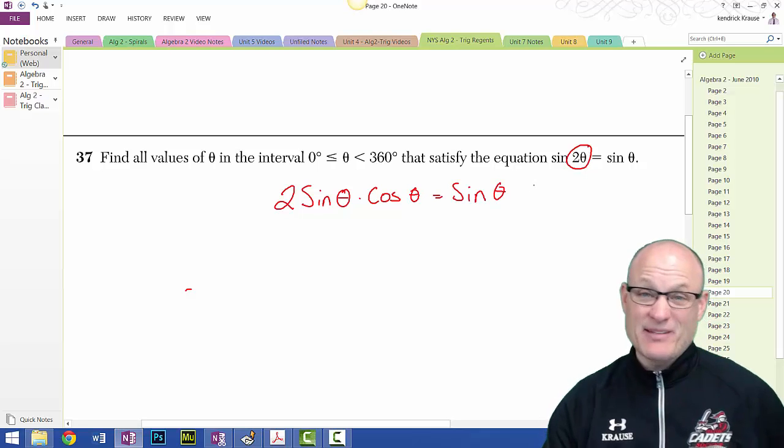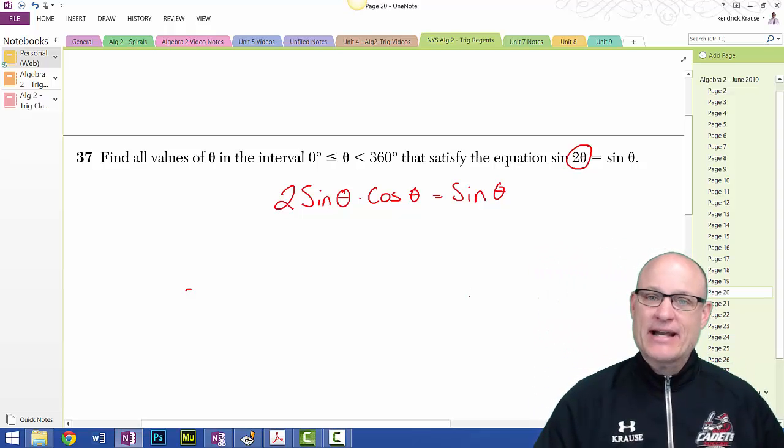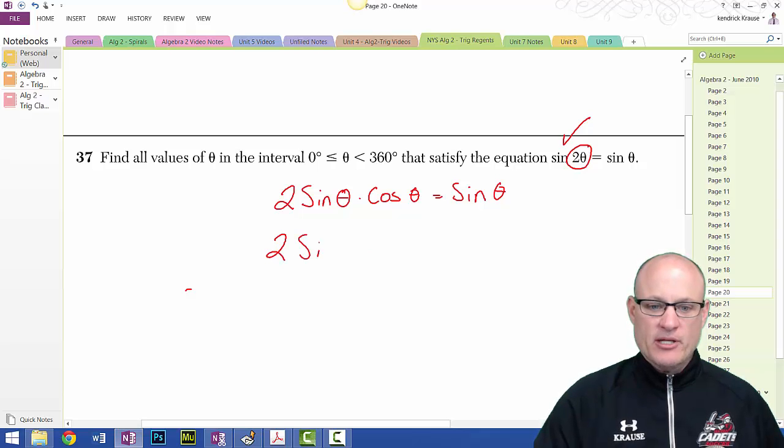One of the common mistakes kids make is they try to divide. You are not allowed to divide by a trig function. You lose way too many answers. I will tell you this. If you substitute sine of 2 theta, there is like a 99% chance you are going to be using a GCF. You're going to be looking for a GCF.